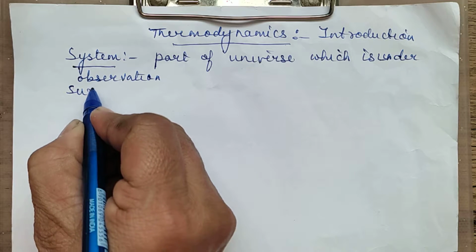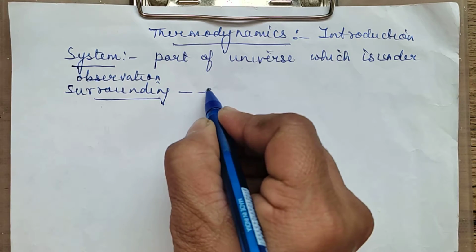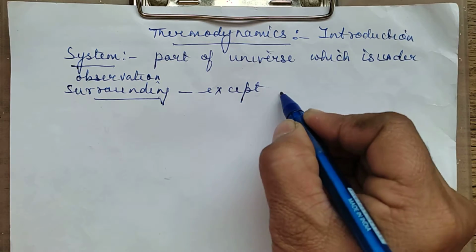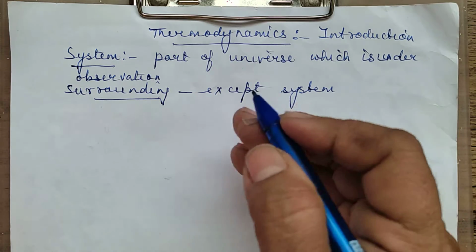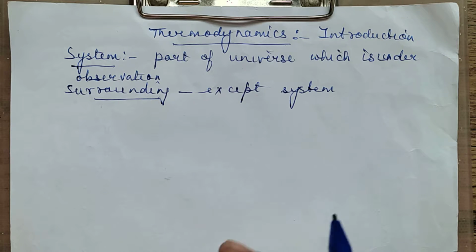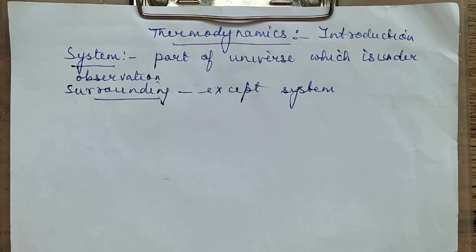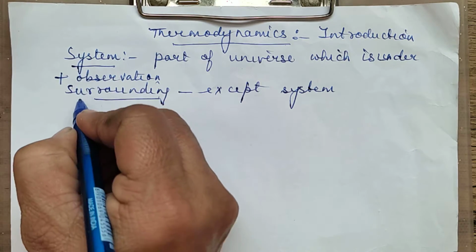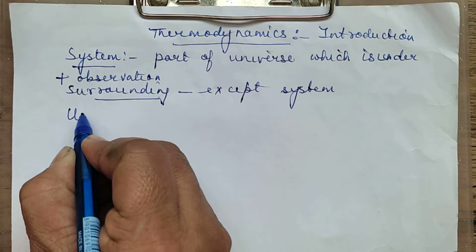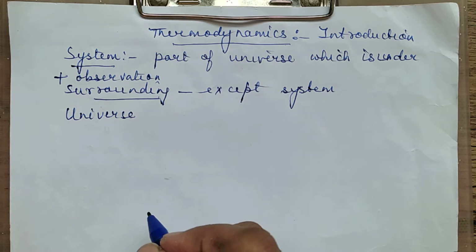And surrounding: except system, rest everything is surrounding. Means when I am teaching what I am writing, this is your system. Other than this, everything is surrounding. Okay. So system plus surrounding put together, that is called the universe. So universe is system plus surrounding.